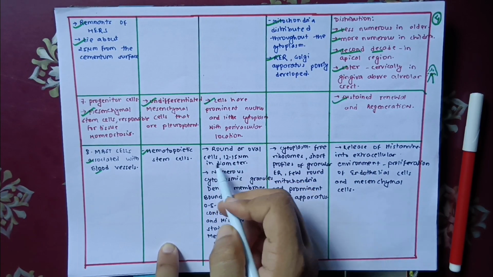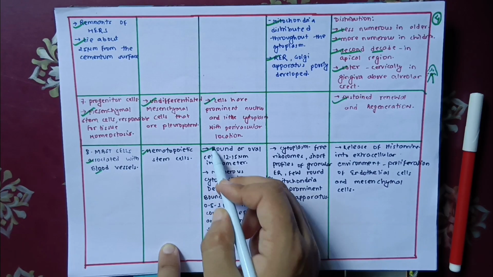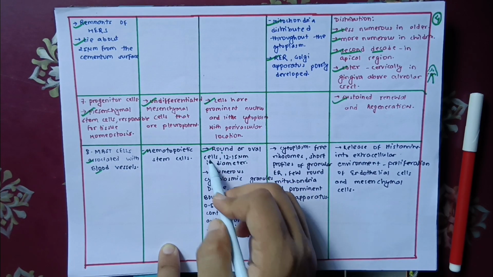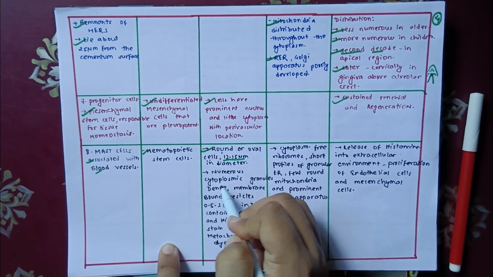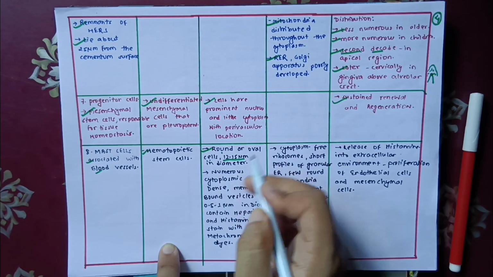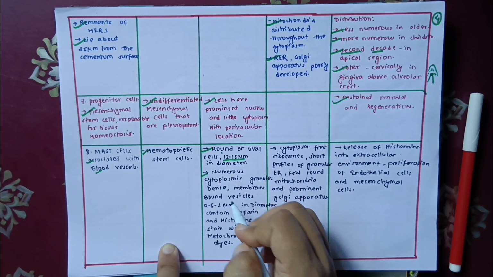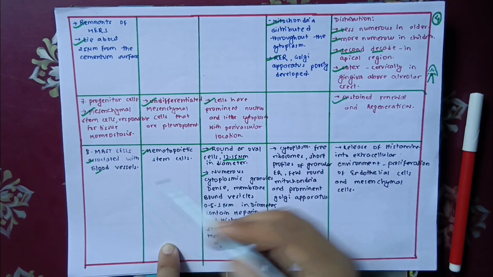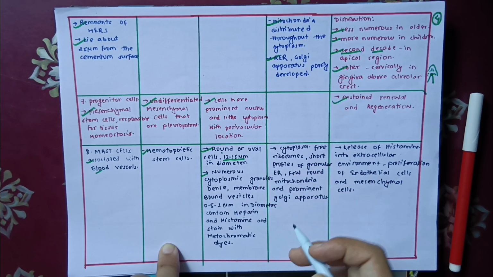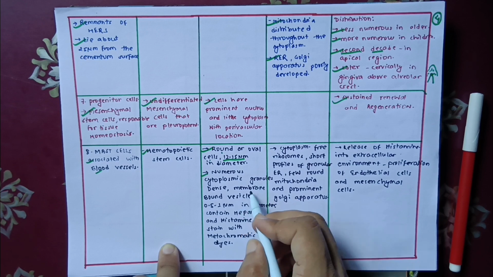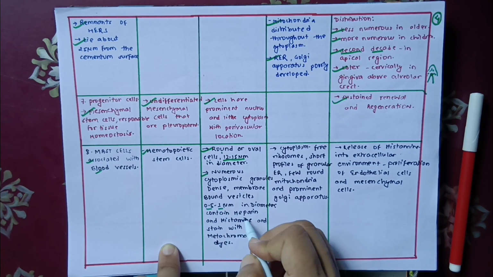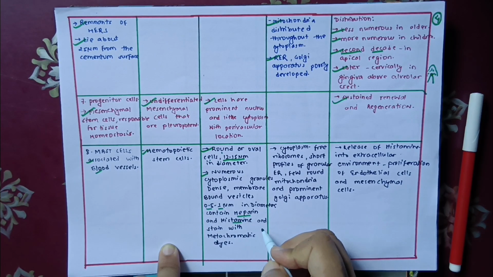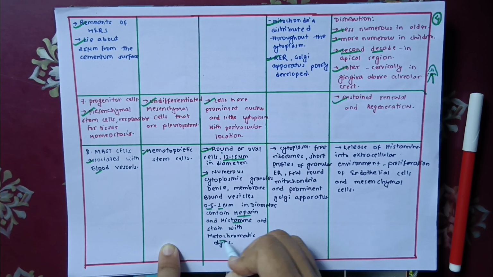Now in the light microscopy, as I have written here, it is a round or oval cell, 12 to 15 micrometer in diameter, and numerous cytoplasmic granules are present in this mast cell. Those granules are membrane bound vesicles, 0.5 to 1 micrometer in diameter, and they contain heparin and histamine, and they are stained with metachromatic dyes.